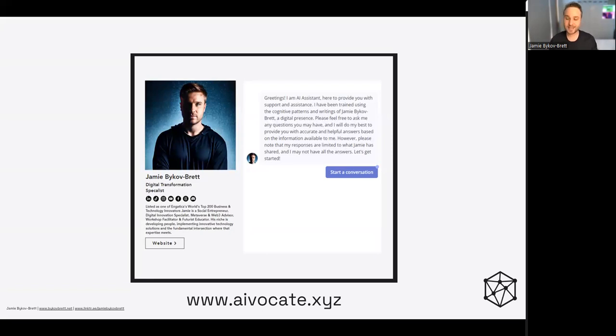I like doing an exercise in workshops with people where I go, is it okay? Is it okay if a company created a digital twin of you? And most people go, no. And I go, is it okay if a company created a digital twin of you, but they're willing to pay you to be able to utilize it? And everyone's like, yeah, that's great. And then they're like, what if you could sell that cognitive digital twin to multiple companies? And they're like, yeah, that would be amazing.